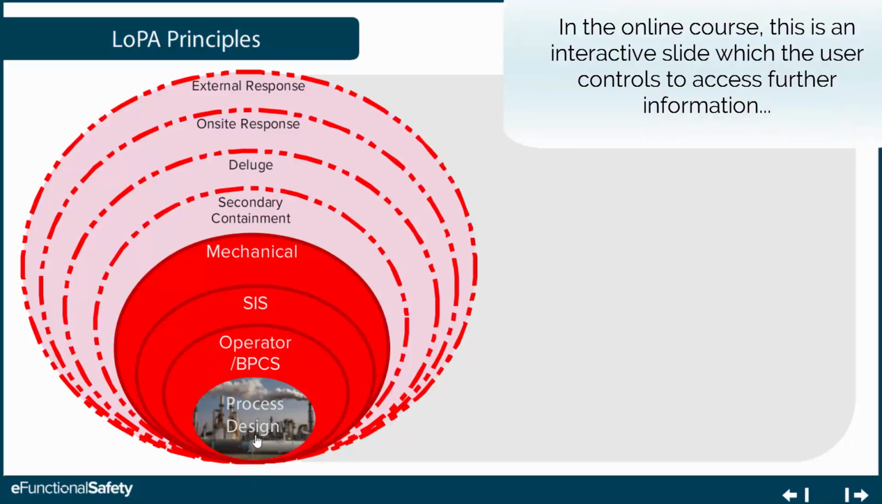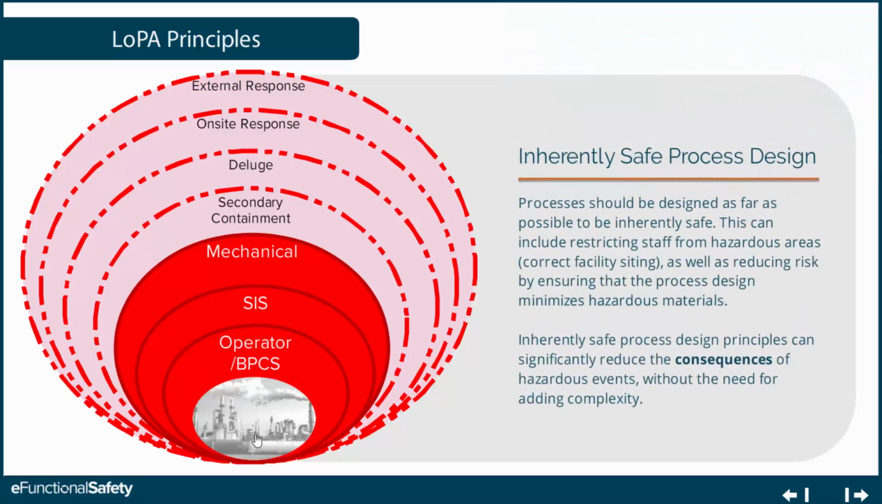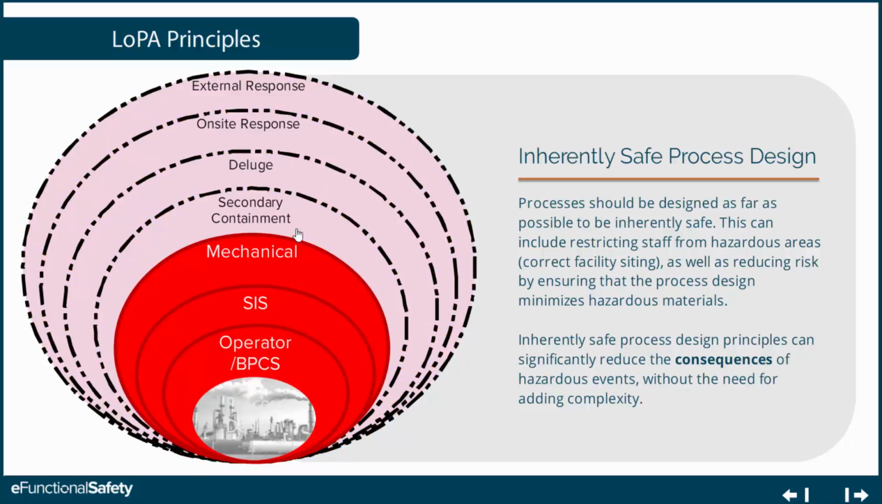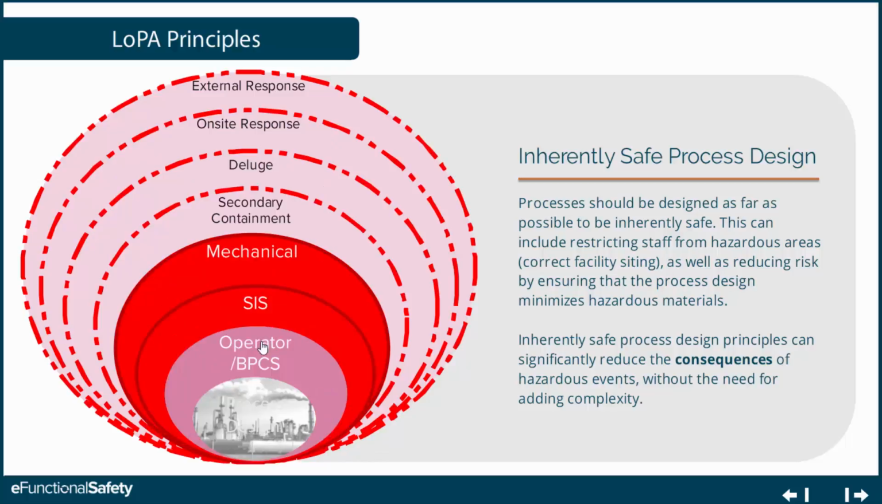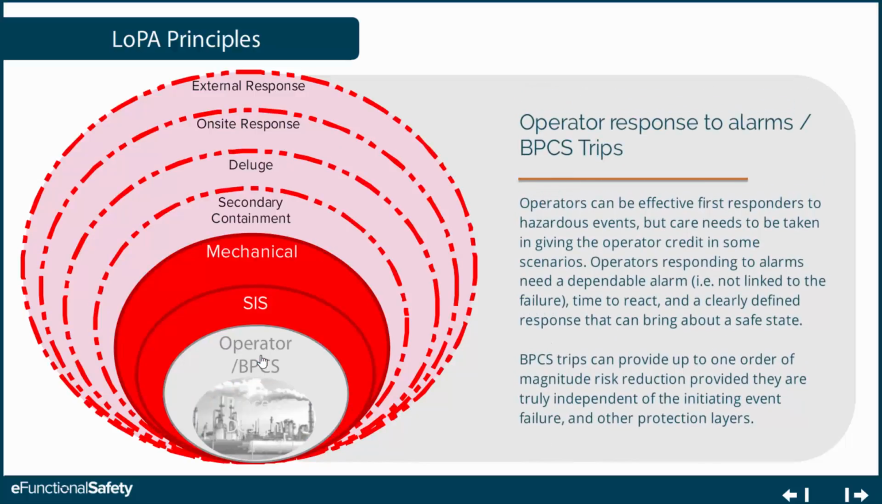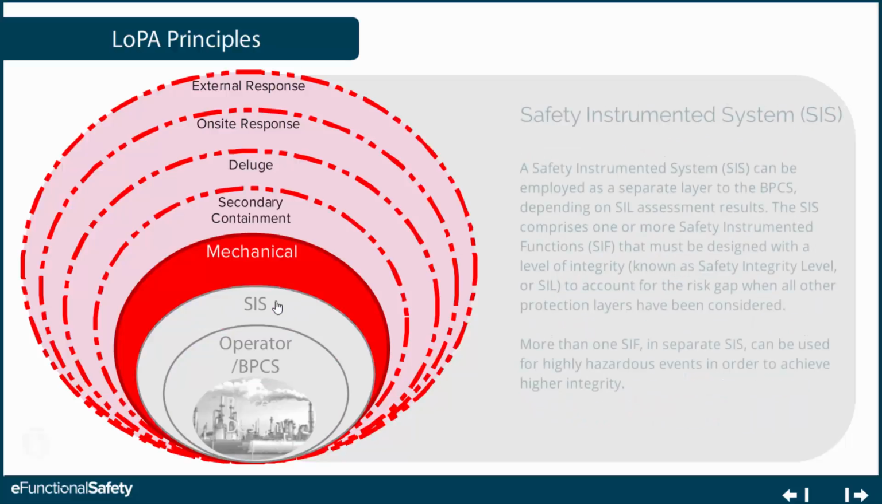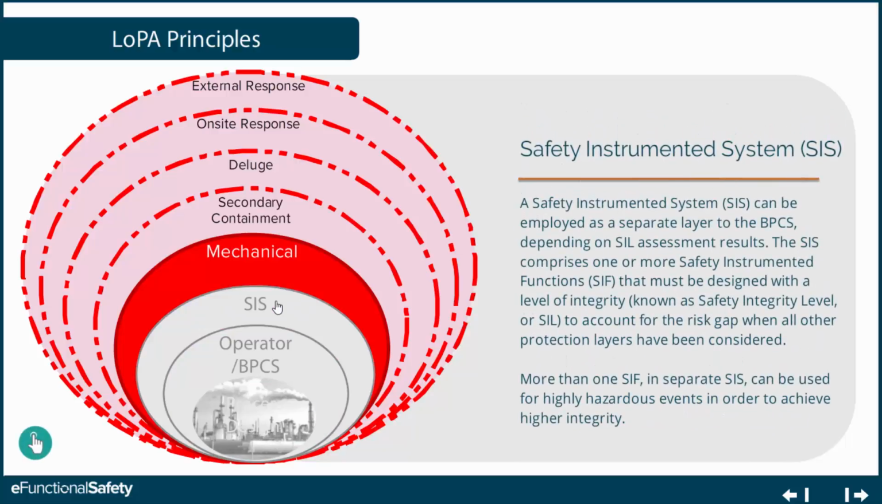Firstly, note that some layers are clear prevention barriers, as they can potentially stop a hazardous event from occurring. These are shown with solid outlines. The remaining layers with dotted outlines are for mitigation of events after one or more prevention layers has failed. In LoPA, we can consider both of these types of layer, but generally speaking the focus should be primarily on prevention of hazard escalation.